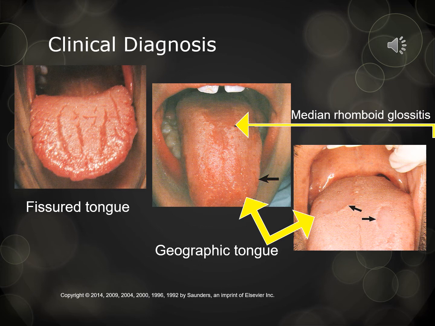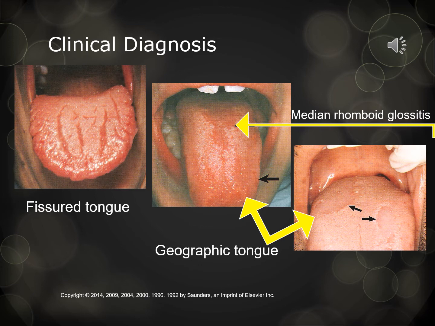dorsum of the tongue. On the middle picture, we're looking at a geographic tongue, but it's showing a rhomboid glossitis. The rhomboid presents itself because it is lacking the filiform papilla. This often presents high sensitivity for the patient. We like to suggest for them not to eat, let's say, acidic foods. And oftentimes the rhomboid glossitis is more intensified if the patient is under a lot of stress. And that goes along with the geographic tongue.